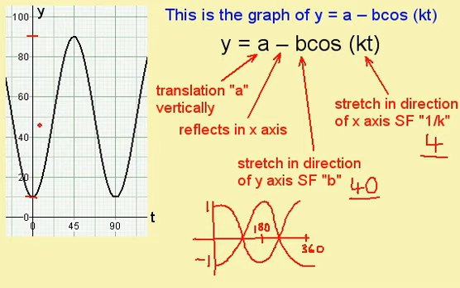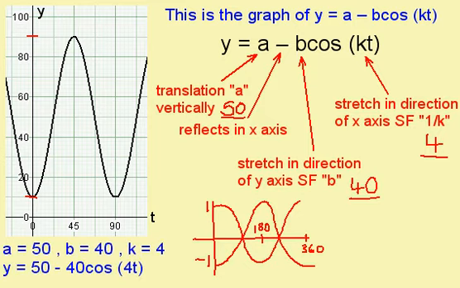Finally, to find A, I know that when I stretch this graph in the direction of the y-axis by a factor of 40, this point here at the top of the graph went from 1 to 40. If I look at the top of the graph here, it's actually at 90, not 40. So the whole graph must have translated upwards by 50. This means that A is 50. So to summarise this, A equals 50, B equals 40, and K equals 4.